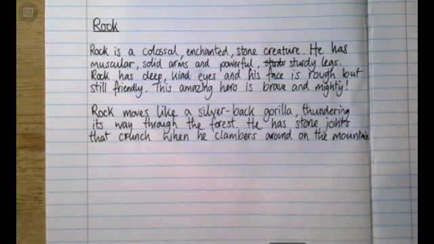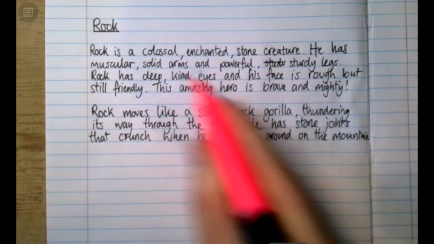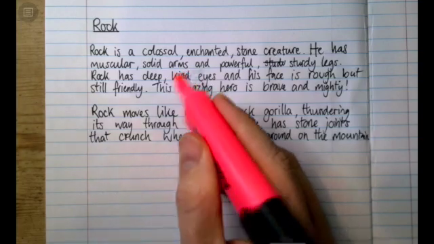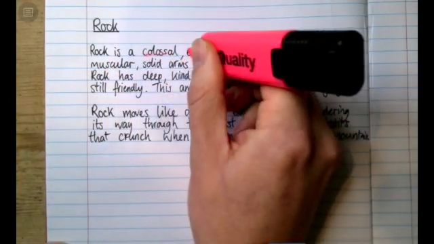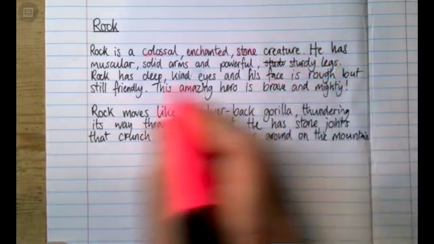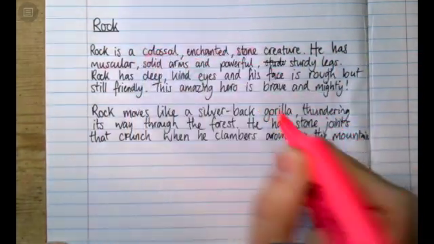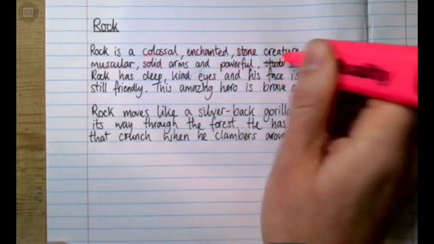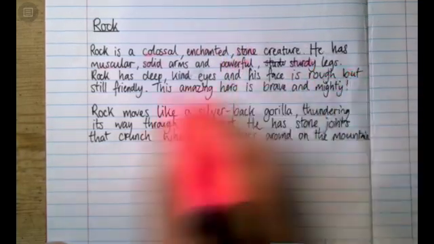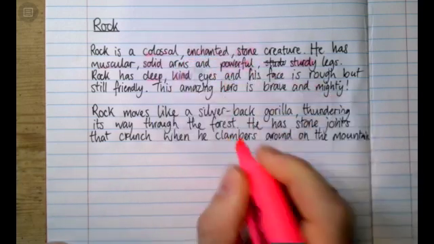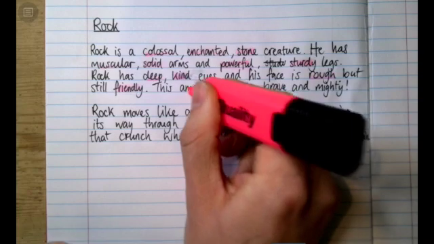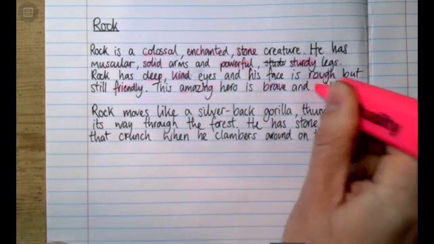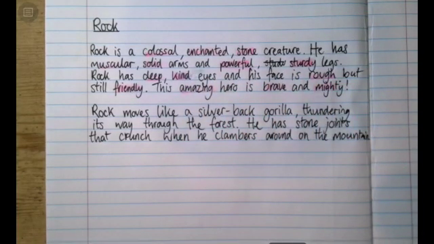Okay, there we go. Now, in the top paragraph, you might want to do this. You don't have to. But in the top part, remember, it's our description of what they look like. I'm just going to highlight some of my adjectives that I've used. So, rock is a colossal, enchanted stone creature. He has muscular, solid arms and powerful, my highlights running out, stubby legs. Rock has deep, kind eyes, and his face is rough but still friendly. This amazing hero is brave and mighty. Loads of adjectives in there to add some detail.